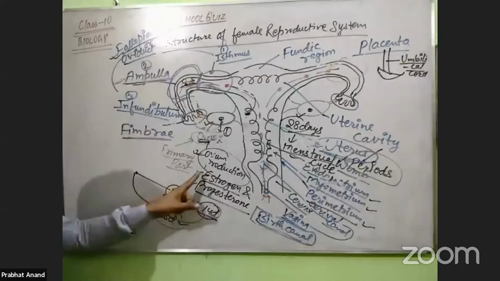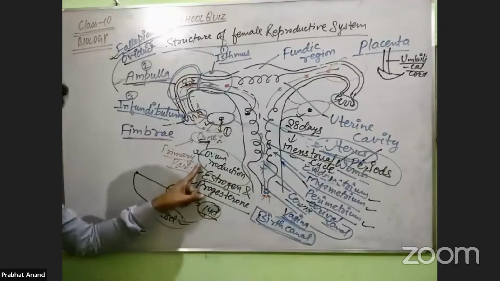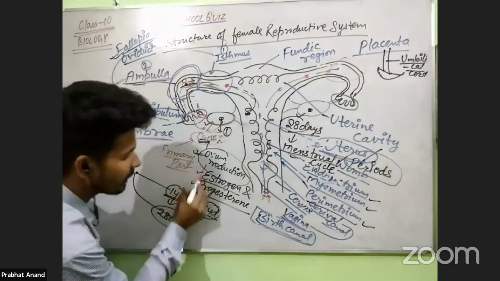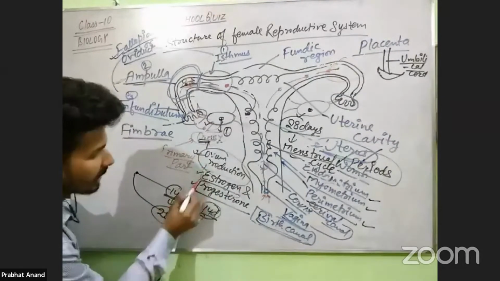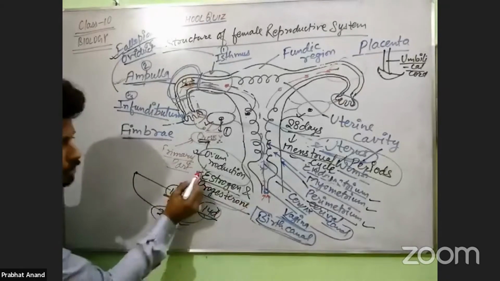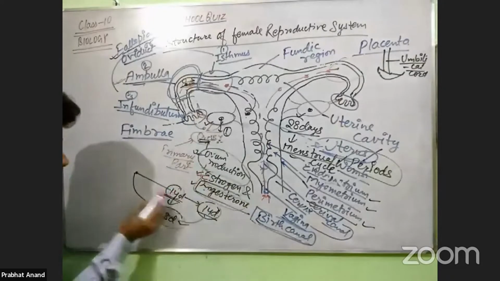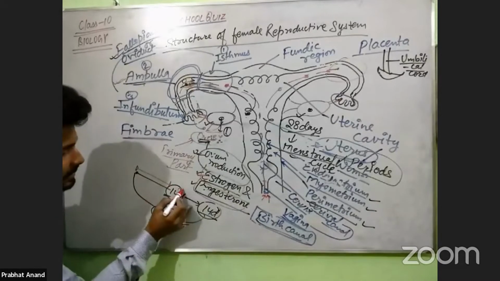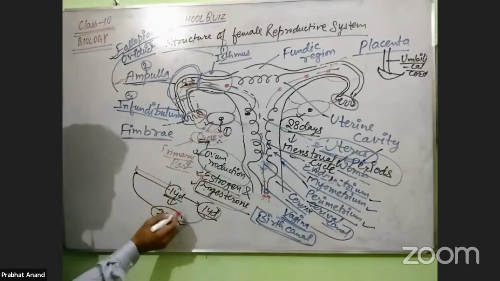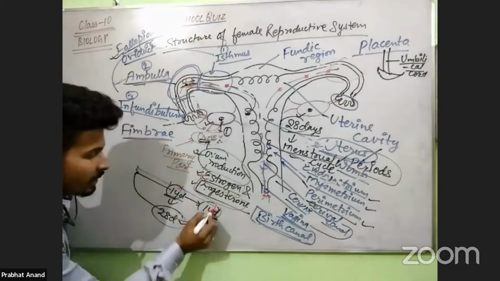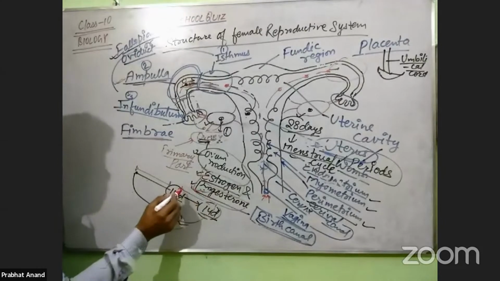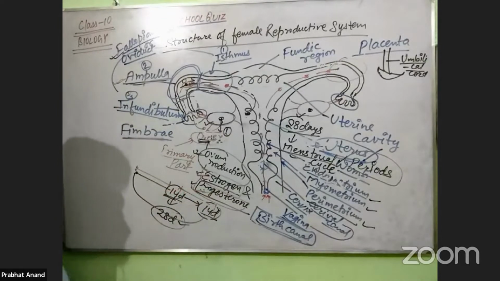Before the 28th day, the high secretion of estrogen takes place. We have two hormones: the first is estrogen and the second is progesterone, right? Estrogen hormone secretion is higher in the first 14 days, but it is less secreted after the 14 days. After the 14 days, the progesterone hormone secretion is higher due to maintenance of the ovary.